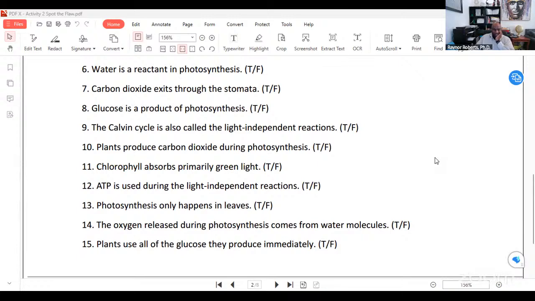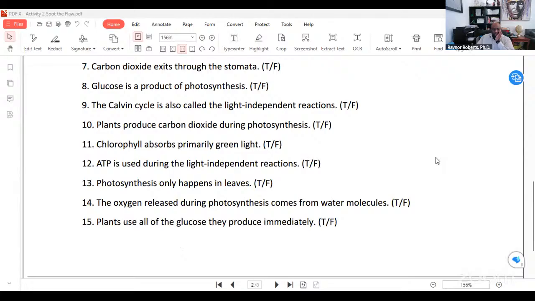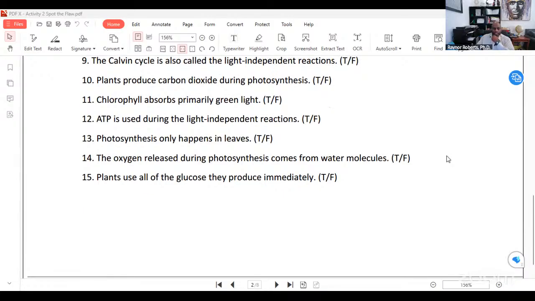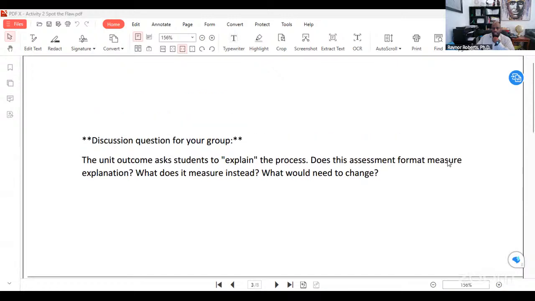Ten. Plants produce carbon dioxide during photosynthesis. Chlorophyll absorbs primarily green light. ATP is used during the light-independent reactions. Photosynthesis only happens in leaves. The oxygen released during photosynthesis comes from water molecules. Plants use all of the glucose they produce immediately.